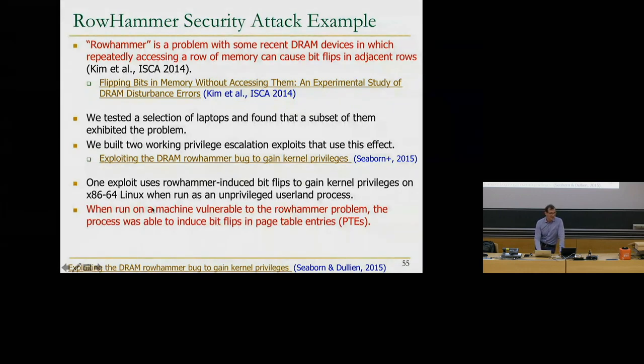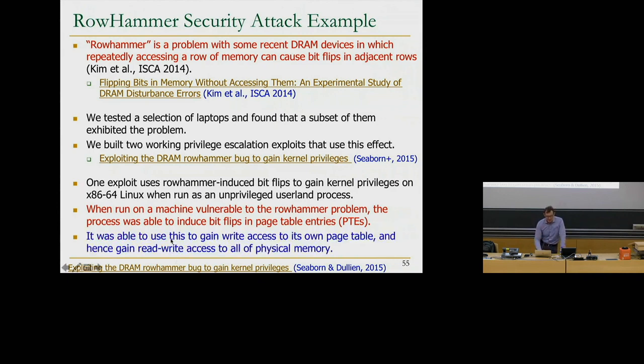What it does is essentially, it's able to induce these bit flips in the page table entries. So when run on a machine vulnerable to the row hammer problem, the process was able to induce bit flips in page table entries. Now, what does this mean? We've seen the page table entries right now. This blog post will make complete sense to you if you actually read it. Of course, there's a lot of detail in security engineering. So what they were able to do was induce a bit flip in the page table entry of a process, and they were able to flip the read-write bits, and they were able to gain access to all of physical memory. Make sense?